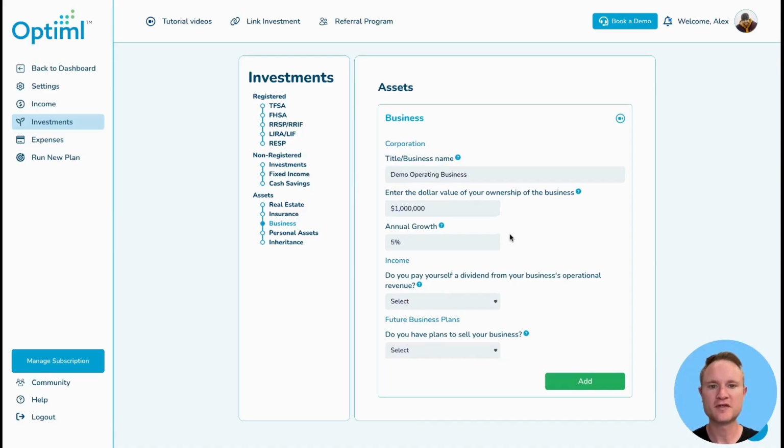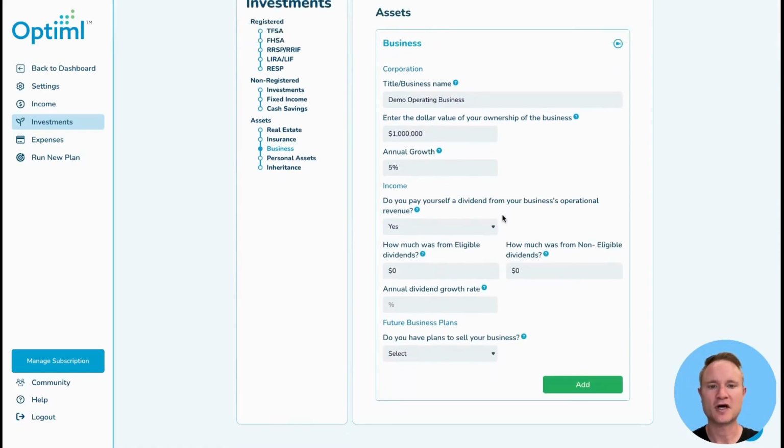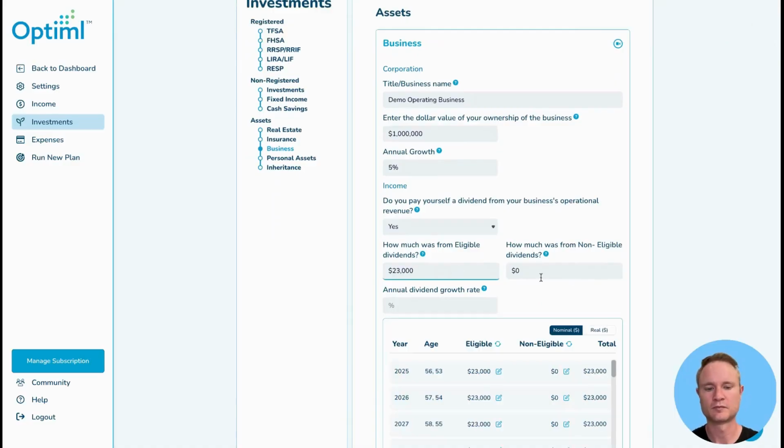And if you pay yourself a dividend through your business, you can indicate yes and add the dividend types and amounts. If you anticipate paying yourself more each year, you can add an annual dividend growth rate.